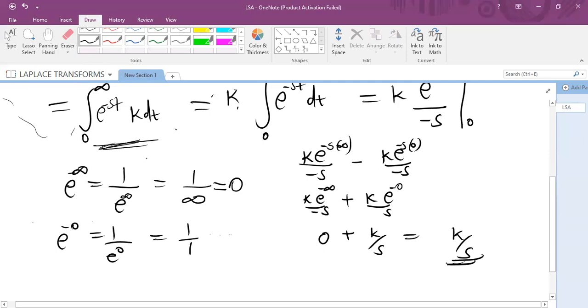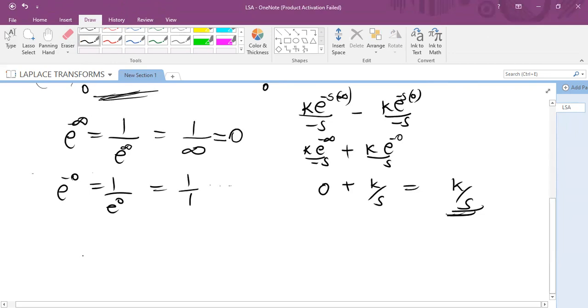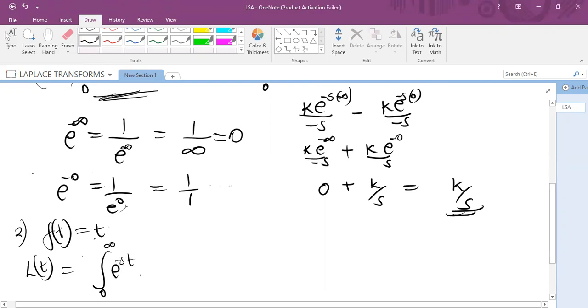Let's take up another example. Let's say you're getting the Laplace transform of t. So your f of t is equal to t. The procedures are just the same; we'll just be integrating. So our f of t is equal to t. The Laplace transform of t will obviously be given by the integral from 0 to infinity of exponential negative st of t dt.